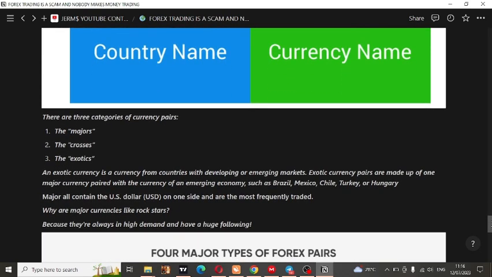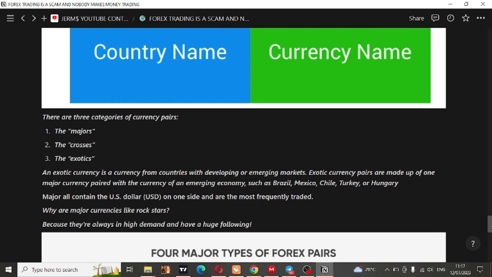The next one we can also talk about is the exotics. An exotic currency is a currency from a country with a developing or an emerging market. So exotic currency pairs are made up of one major currency paired with the currency of an emerging economy, such as Brazil, Mexico, Chile, Turkey, or Hungary. So these are all emerging countries. They are developed countries, but they are not developed like the UK. So always you have one major currency and then a developing country.